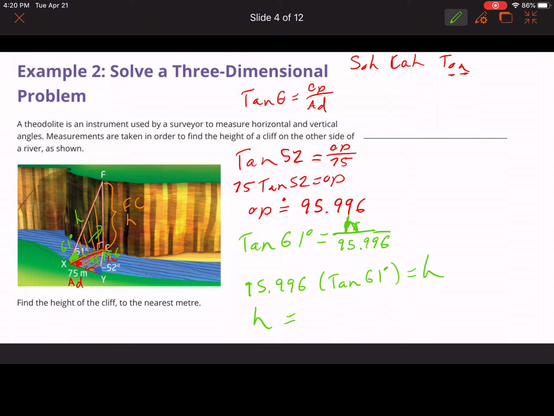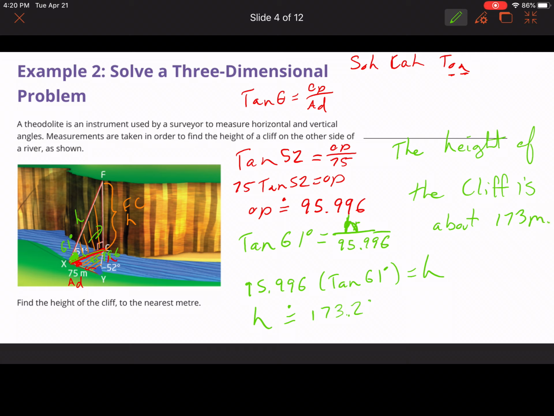Put that all into our calculator. We're getting an approximate height of 173.1. And since we said to round to the nearest meter, the height of our cliff is about 173 meters.